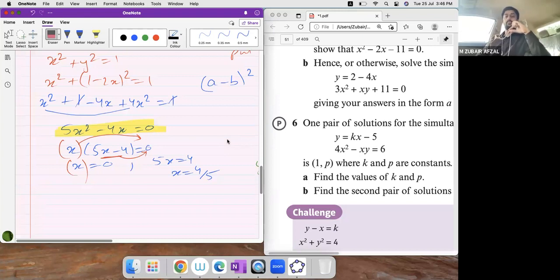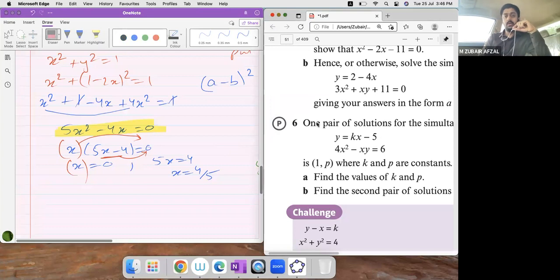So we'll stop this for today at this point and do go through chapter 1 last exercise and chapter 3, any questions you choose for elimination, substitution, and quadratic equation.